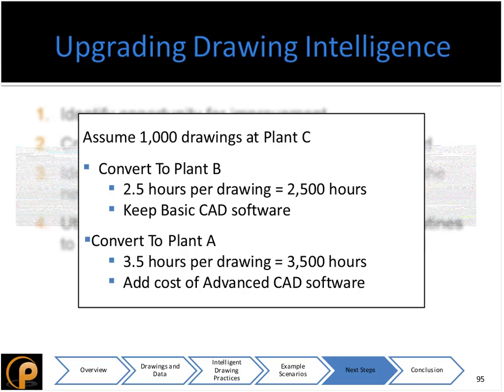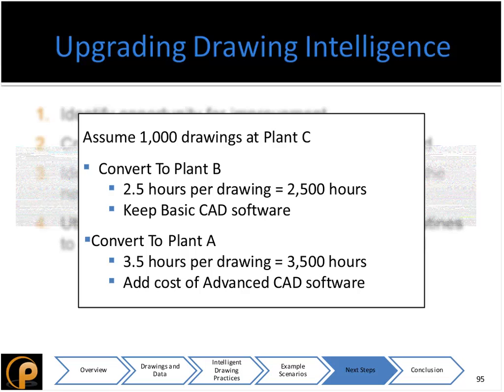And again, we're assuming going from plant C to plant A. Plant C, we're assuming, has some basic CAD software. Plant A, to have that external database, maybe you have to have some advanced CAD software. So this is order of magnitude, and it may be more or less depending on your facility. If your drawings are very complex, or if they're very simple, it may be a little different, but somewhere around here is maybe what you could expect.